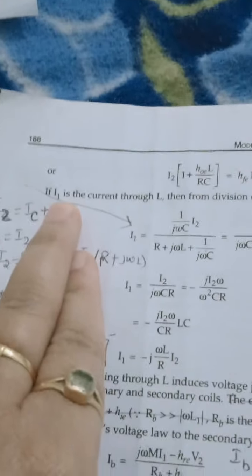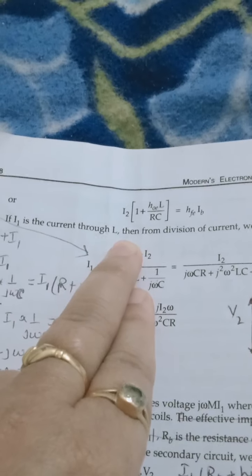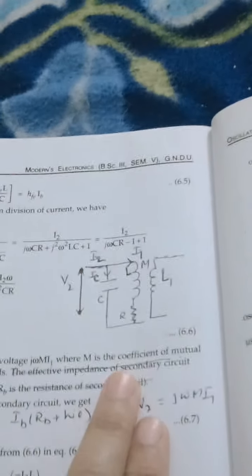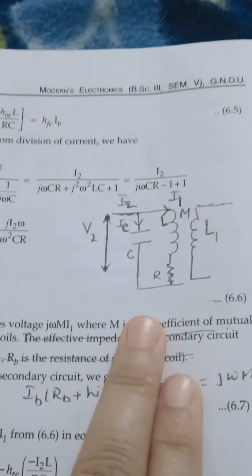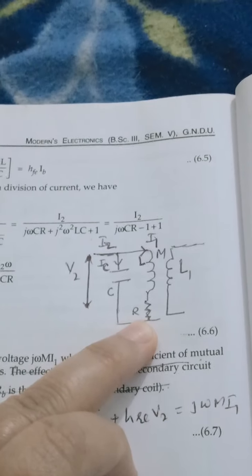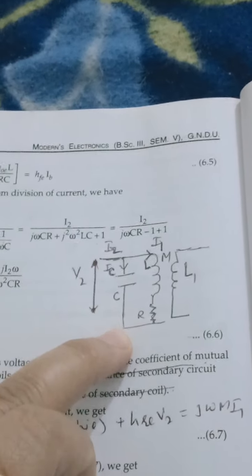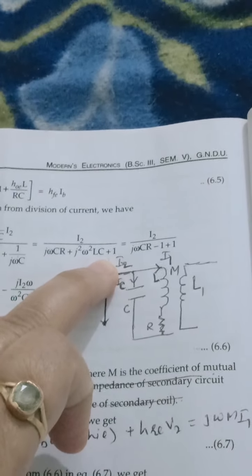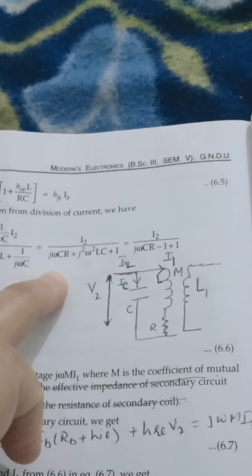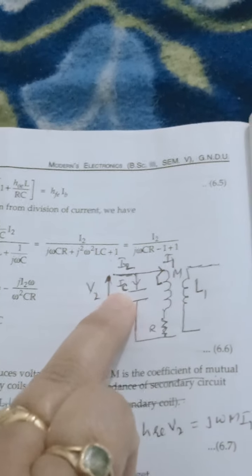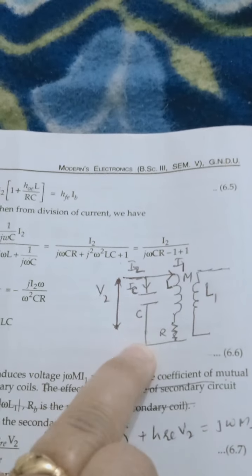Then further, if I1 is the current through L, then from the division of current we have. For its explanation, I redraw this circuit, that this is my L part, this is the resistive part, this is my capacitor part, and as given, I2 is the current which is flowing after the L and C circuit. I1 is the current which is flowing through L. It means some part of this current IC must be flowing through this collector side.